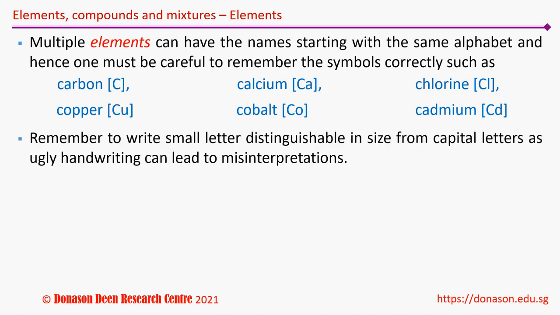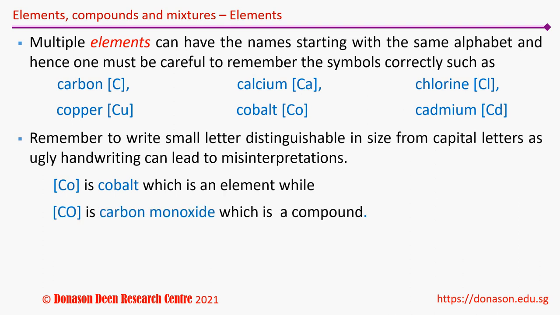Another important point that we must take note of is that we must remember to write small letters which are distinguishable in size from capital letters. Ugly handwriting can often lead to misinterpretations of the substance being written. For instance, capital C with a small o is the symbol for cobalt, which is an element, while a capital C with a capital O becomes the chemical formula of carbon monoxide, which is a compound.